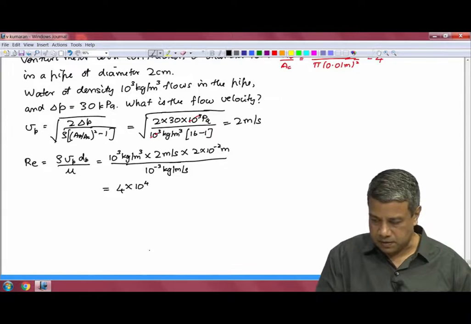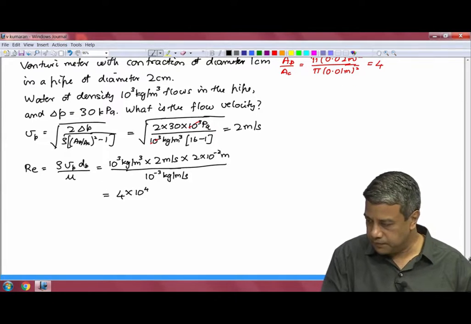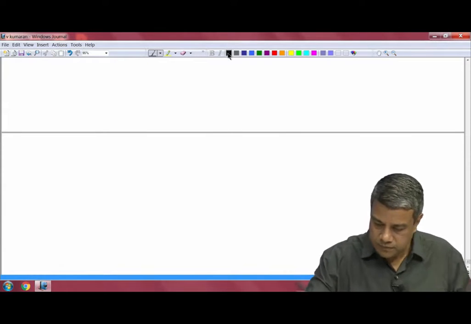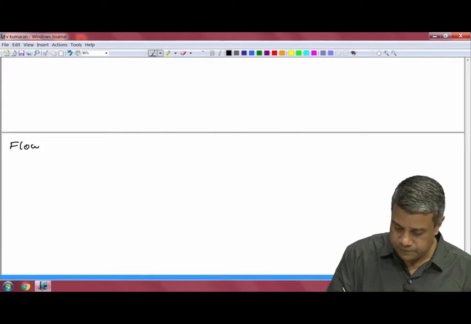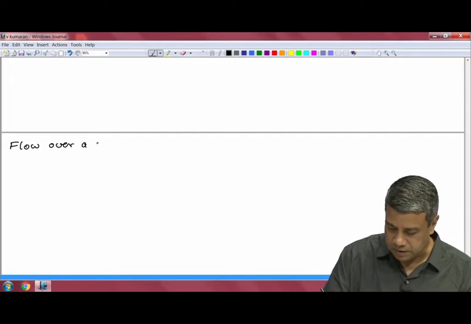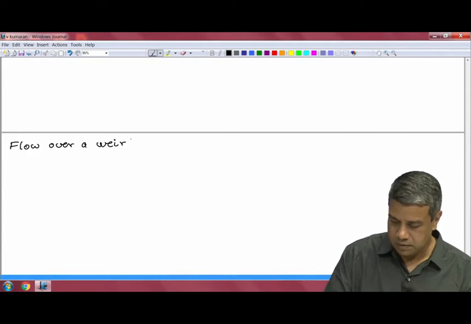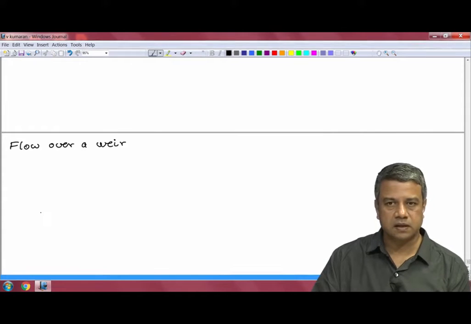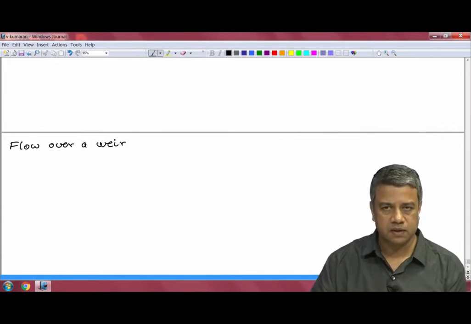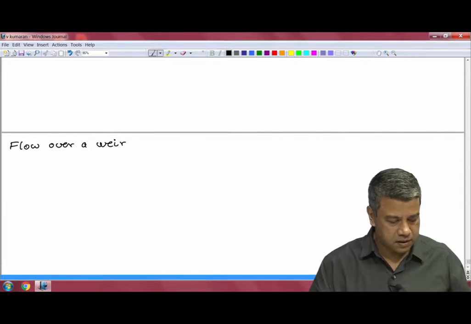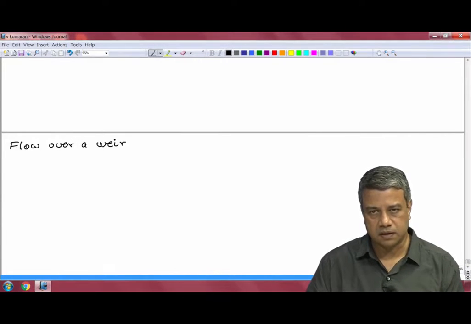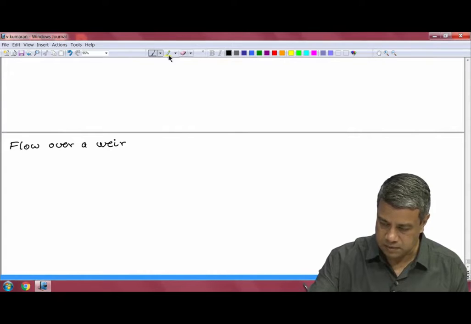Let us look at another example, which is the flow over a weir. So, typically what happens is that if you have an open channel like a canal or a stream, in which water is flowing, and you want to know what is the flow rate of water in that canal or in that stream, you can put in an obstruction in the flow at the bottom.